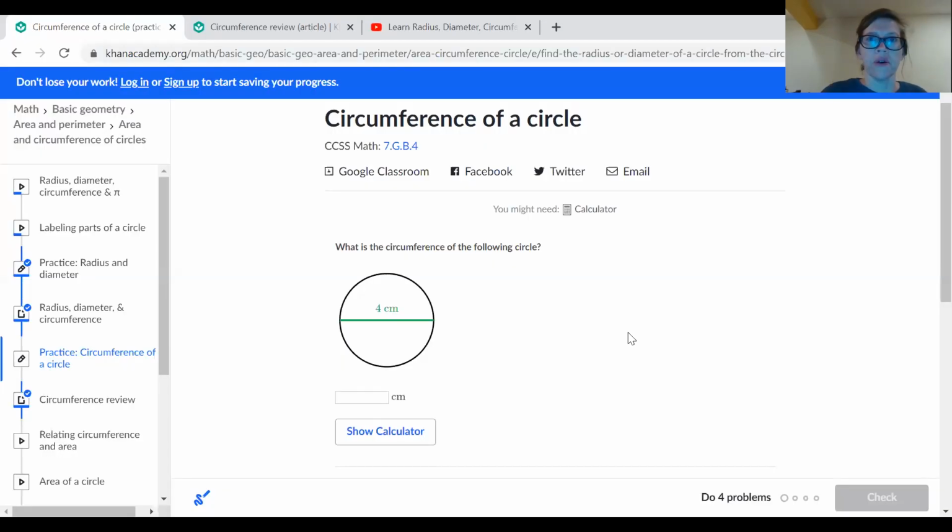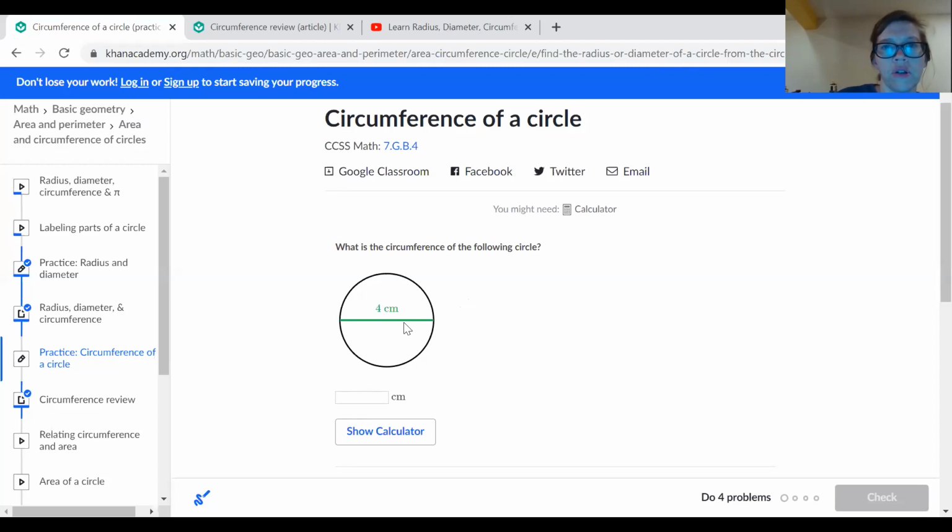All right, so here is your problem. I want you to practice on your paper with your calculator and see if you can find the circumference of the following circle. Here's our circle, and we know what is labeled here. 4 centimeters is the diameter, right? So you have your diameter.